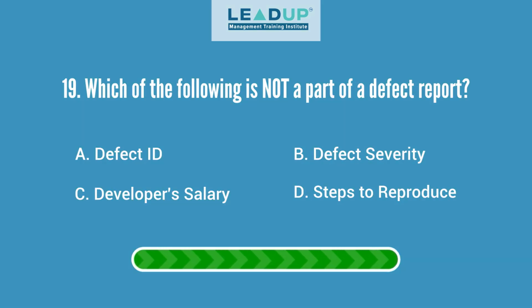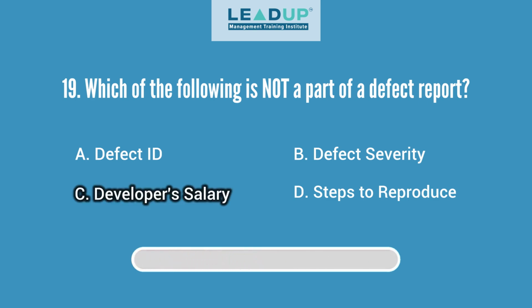Question 19. Which of the following is not a part of a defect report? A. Defect ID. B. Defect severity. C. Developer's salary. And D. Steps to reproduce. The answer is developer's salary.